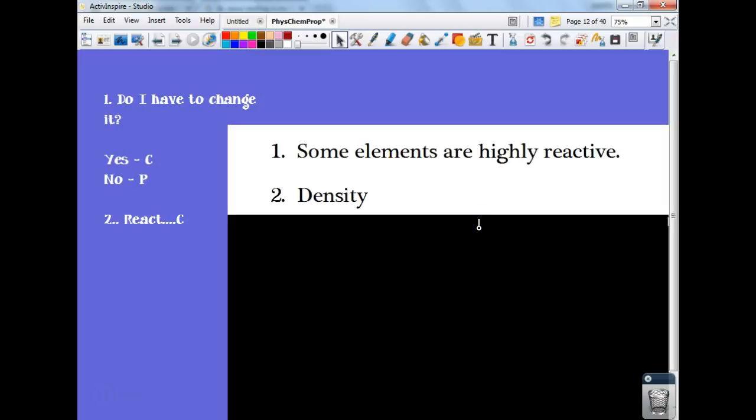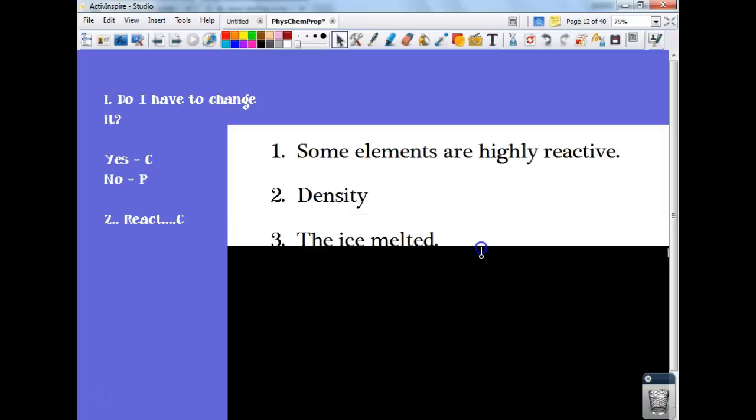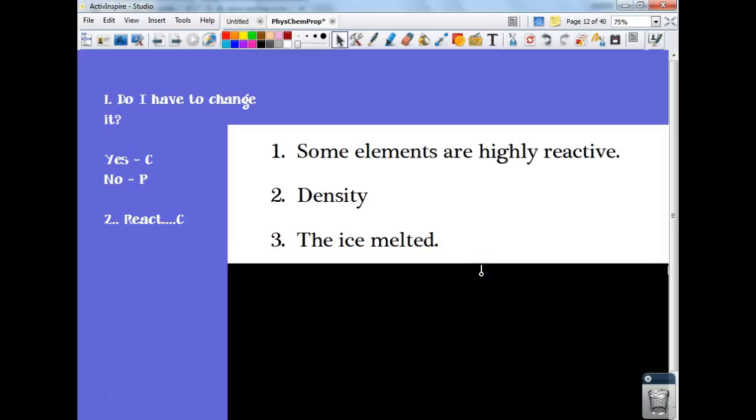Number 2. Density. Is that a physical property or a chemical property? Do you have to change the matter to measure its density? P or C. Number 3. Oh, this is a good one. Oh, I'm going to get somebody on this one. Keep it covered. The ice melted. Is that physical or chemical? Is it made out of the same thing? Did we change the matter itself? Is it made out of something new when we're done?